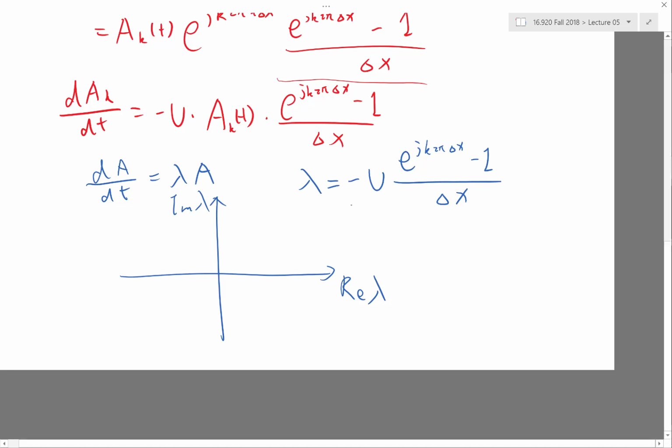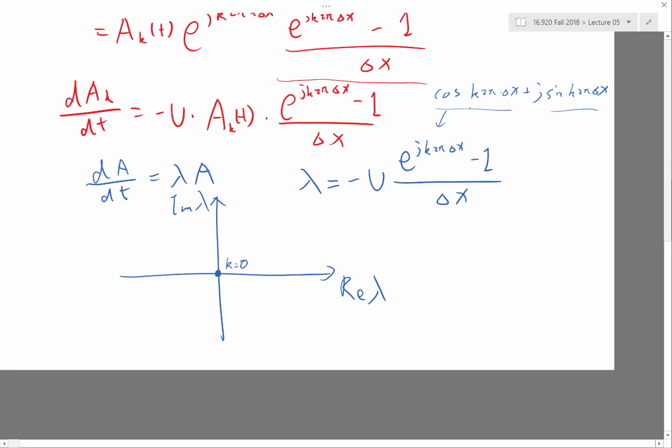Okay, so what is this? If you write this exponential down, it's cosine of k 2 pi delta x plus j times sine of k 2 pi delta x. If k is equal to 0, I get 1 and 0, right? So the whole lambda is going to be 0. So the lambda would be here for k equal to 0.